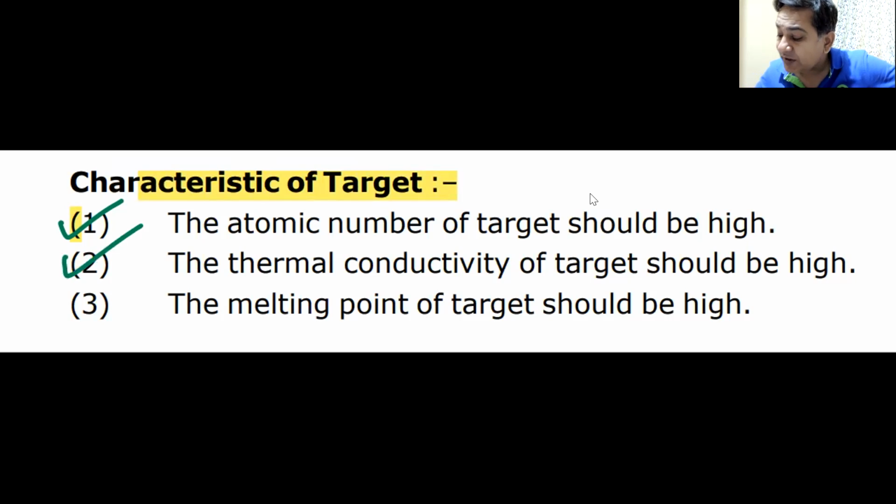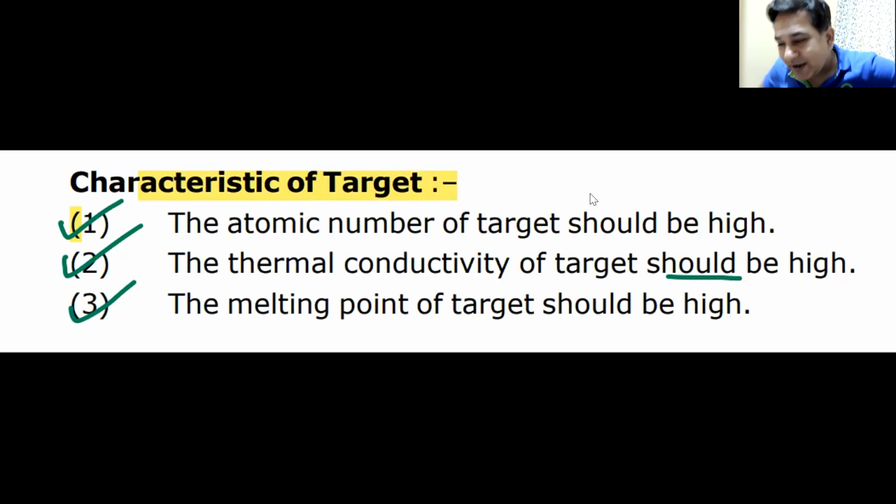The thermal conductivity of the target should be high. Why do I need it to be a very good conductor? Because it is going to get heated up very fast, and I need to cool it down very fast, else the metal will start to melt. Do we understand this? Yes, sir.